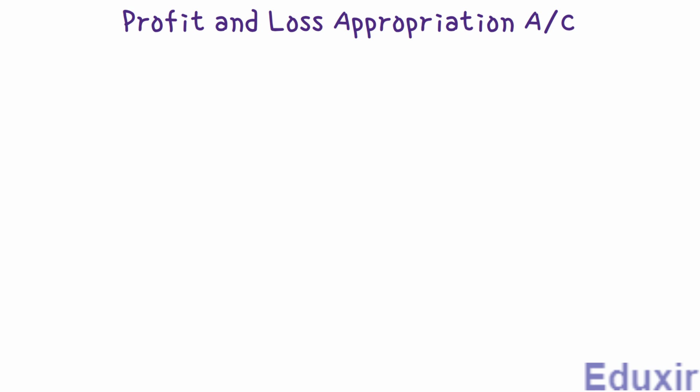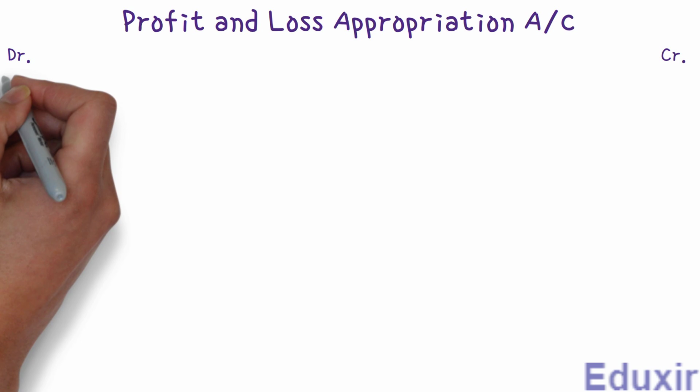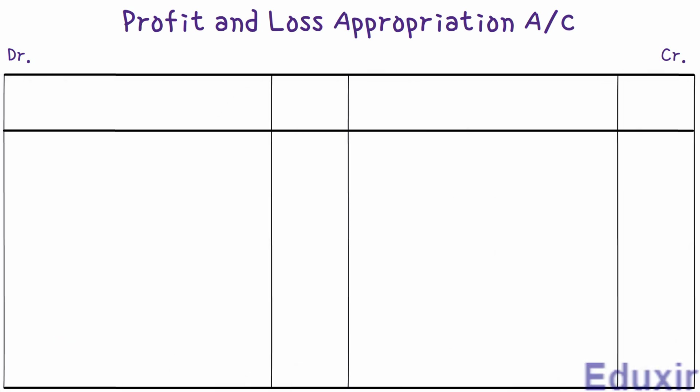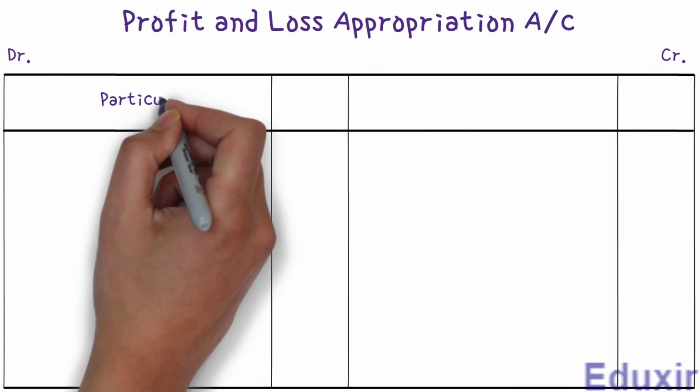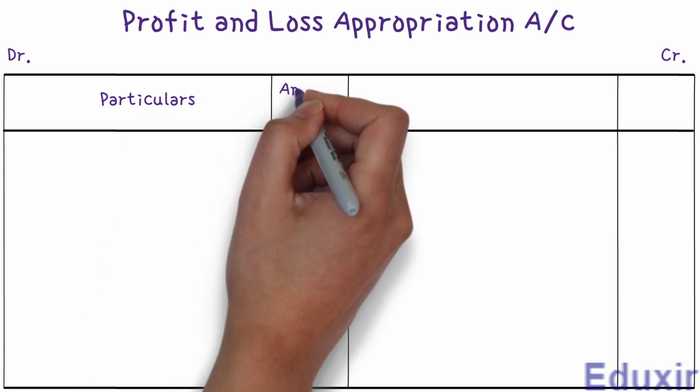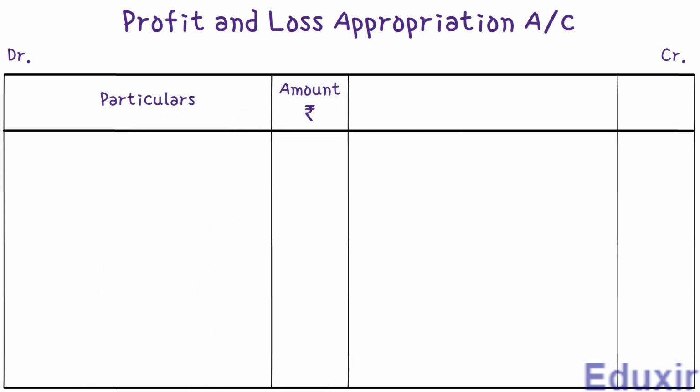Let's then write the headers DR and CR to designate the debit and credit sides respectively. Let us now have the individual columns for particulars, amount in rupees on the debit side. Let us have the same columns on the credit side also.